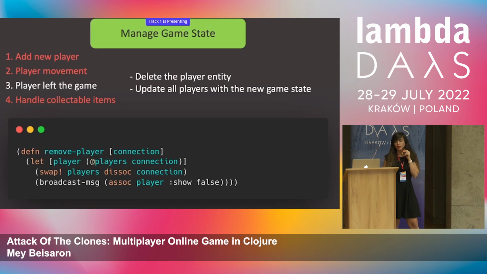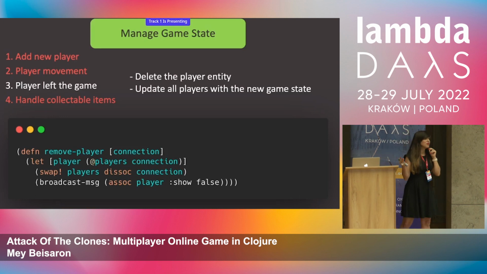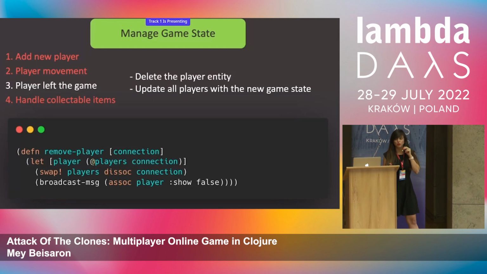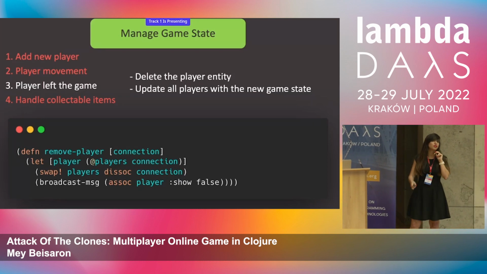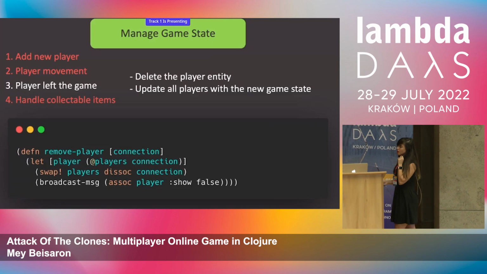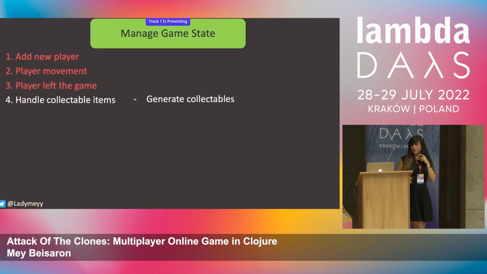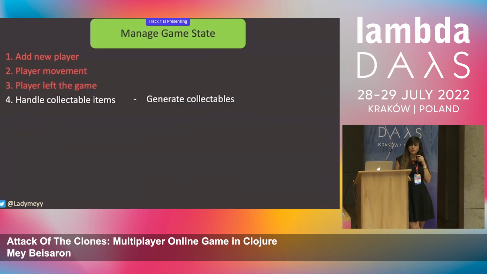First, we need to delete the player entity from the player's key value map. And then we want to update all the players with the new game state. So look how it is. It's just swap that is doing the removing of the player, and then, hey, there is the broadcast message function again, which you already know. So next thing that we want to do is to handle collectible items.